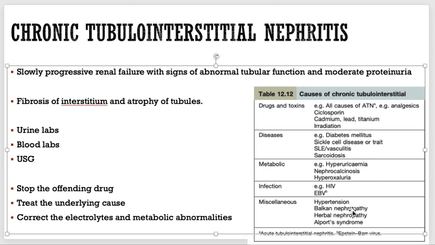Balkan nephropathy. So Balkan nephropathy can cause chronic tubulointerstitial nephritis. Okay, and the name Balkan is basically given due to the area Balkan, if you know, near modern day Turkey. The Balkan region is there. So the people in that region had a nephropathy, and actually it is not known why they had this thing.